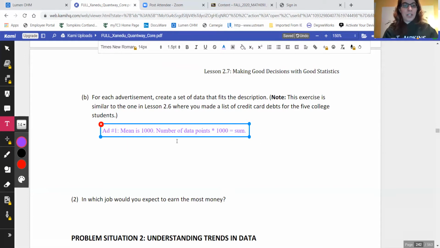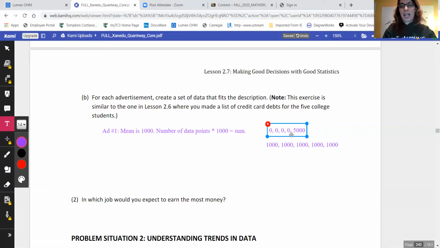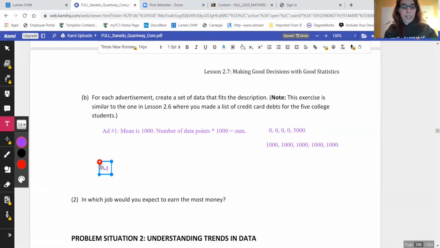So whatever your numbers are, we could have some really varying numbers. We could say 0, 0, 0, 0, 5,000. That would have an average of 1,000. Or, just looking at the extremes here, they could all be 1,000, and anything in between. In this scenario, I can't have anybody making more than 5,000 because then it would pull the average up over 1,000.